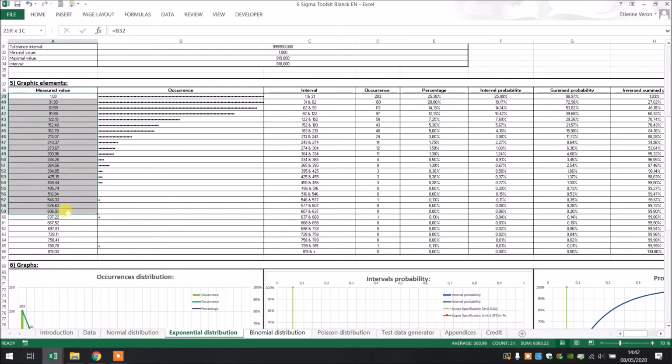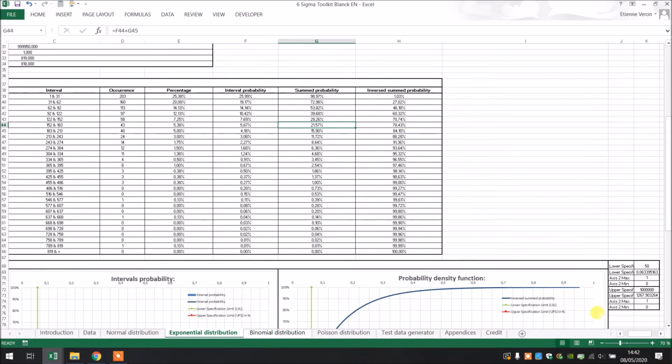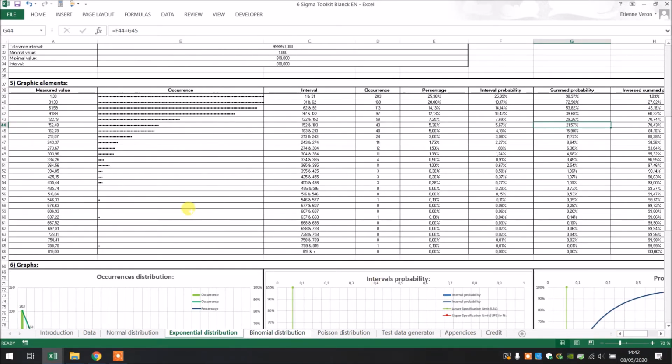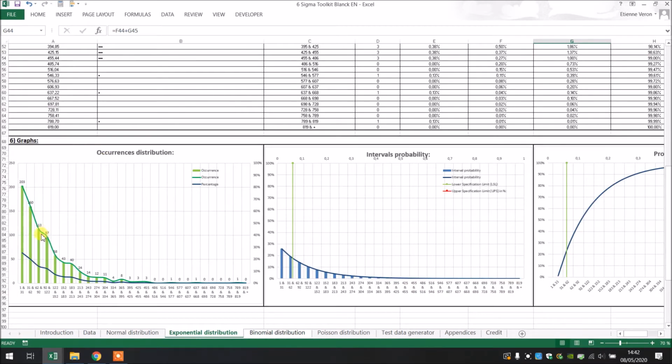So we have the measured values, the occurrences for each interval, and we have the percentage. We have the interval probability by the exponential distribution, the summed probability, and the inverse summed probability. And this is going to help us to plot the graphs.